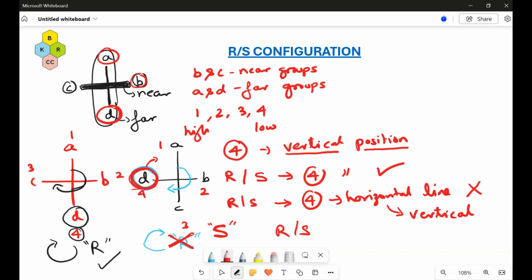Okay. So generally, when you assign R or S as configuration, if the least priority is in vertical position, whatever you assign will be right. But if it is in horizontal position, in this case, assign the configuration, then strike out the configuration and give the next configuration, which will be the right one. That's all. Finished. Very simple.